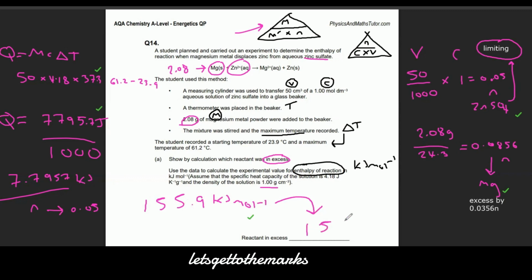So 156. Why are we doing that? Because that is greater than 5 or greater than 4. So we're pushing that up to 156. And that is kilojoule per mole -1. Oh my gosh, is that how you write mole, Tom? That's disgusting. Right, 156 kilojoule per mole -1. And that gets you all of that 6 marks. Okay, let's move on to the next part of the question.